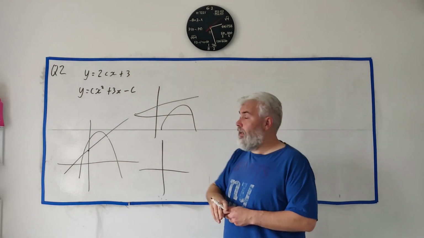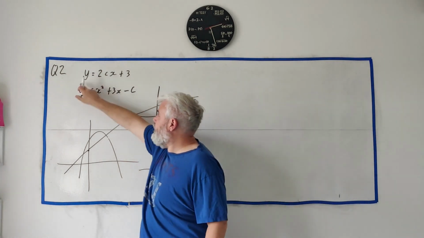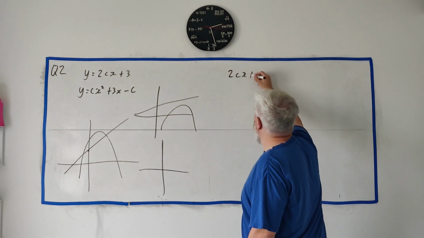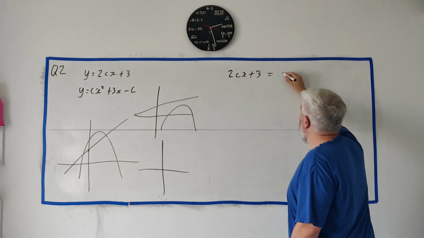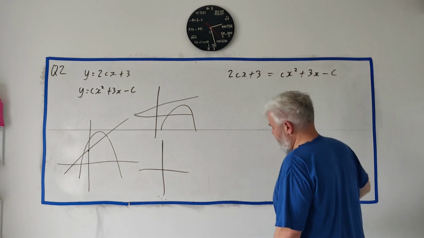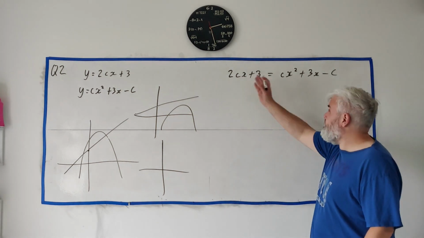So let's just go ahead and have these intersect. Put them equal to each other. There's already a y, so put these both equal to each other. So we can just write that 2cx plus 3 is equal to cx squared plus 3x minus c. And let's try and solve this, just like we would normally if we knew c.